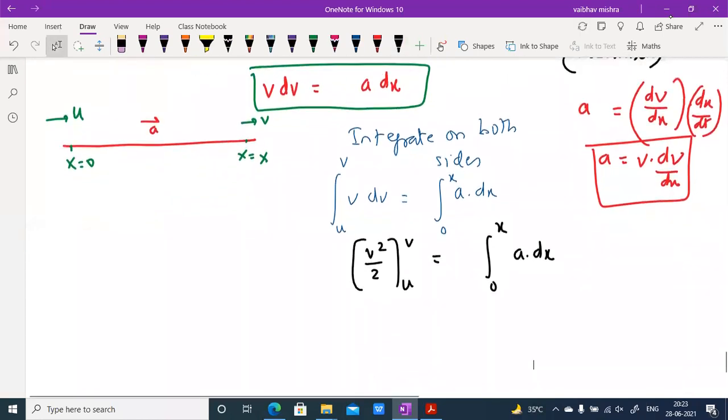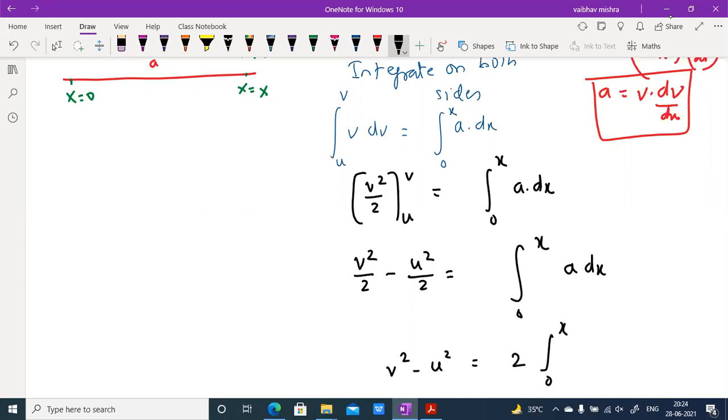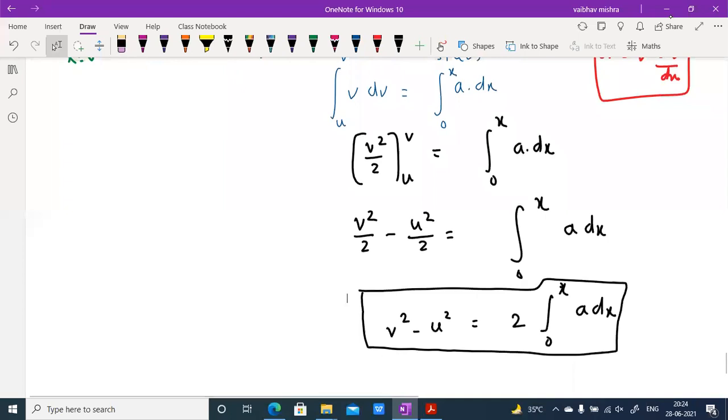And then upper limit value is v square by 2 minus lower limit value is u square by 2, and that will be integral from 0 to x of a times dx. V square minus u square is equal to 2 times the integral. If we integrate acceleration with respect to position or displacement, then we will get this relation, v square minus u square by 2.